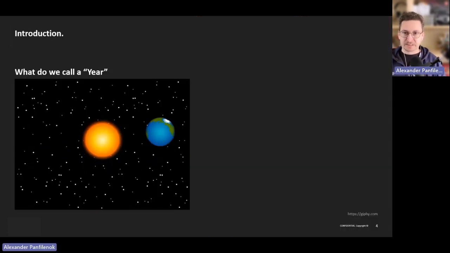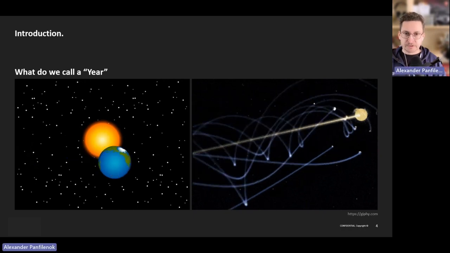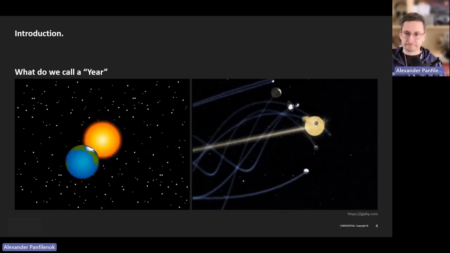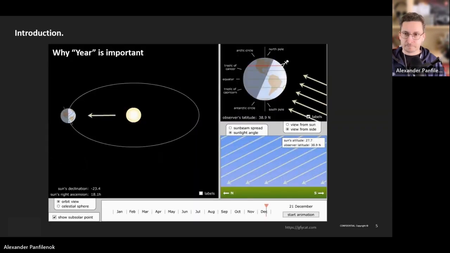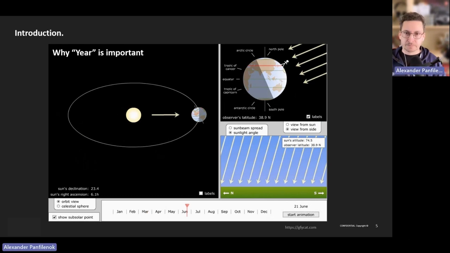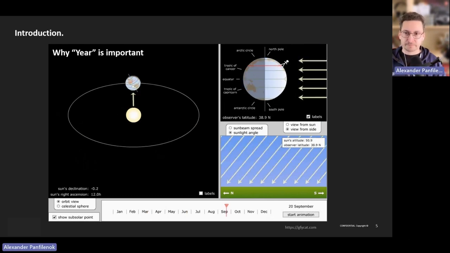So let's start from the definition of a year. A year is a time taken by the Earth to make one turn around the Sun. You can see a simple illustration of this on the left. However, in reality, the process looks more like the illustration on the right. Why is the year important for us? Because of seasons of the year.